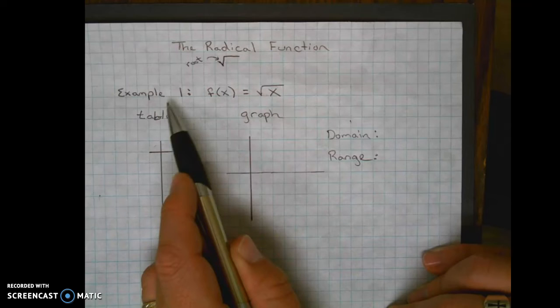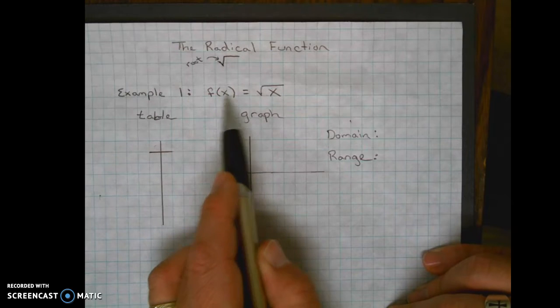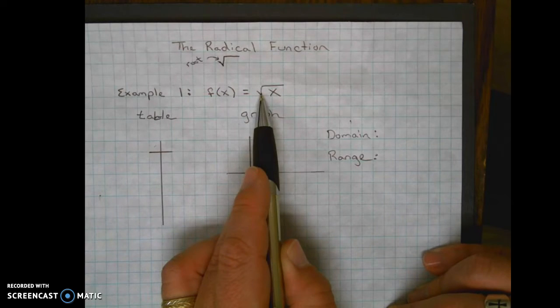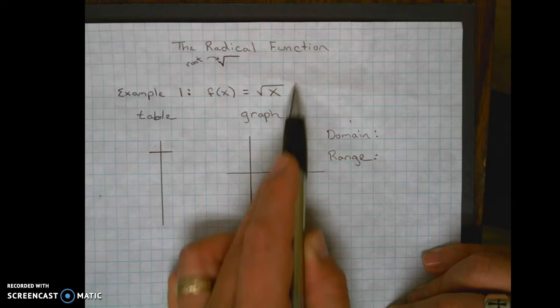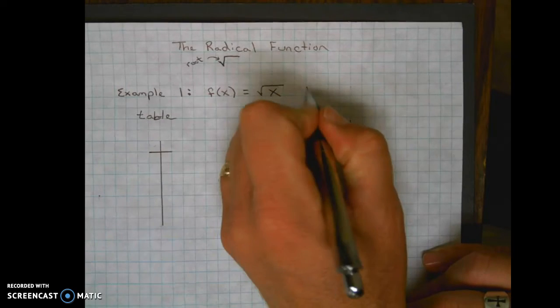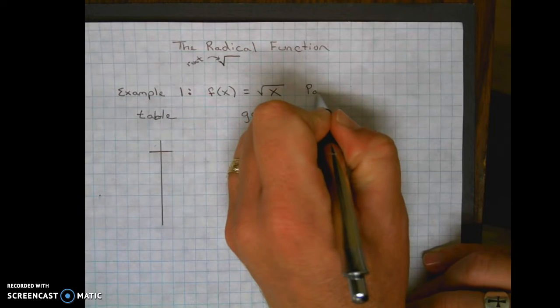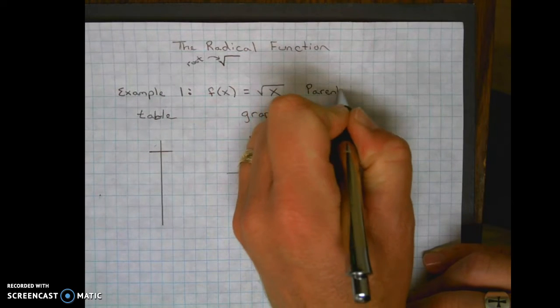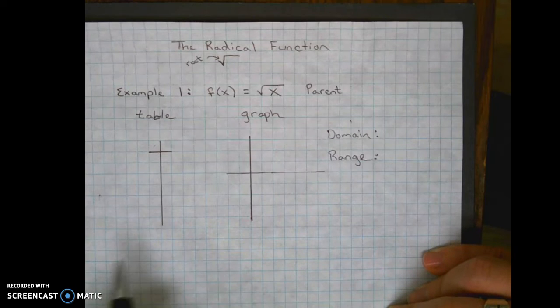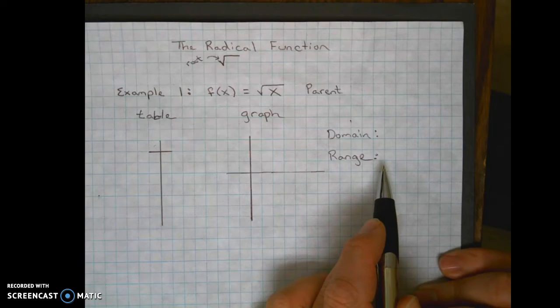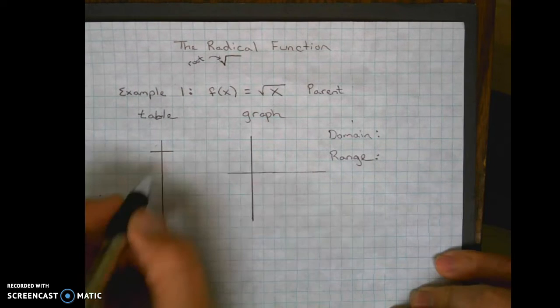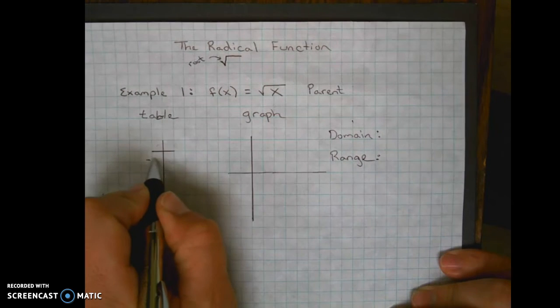So let's take a look at this example. f of x is equal to the square root of x. So this is the parent for the square root function. So let's quickly take a look at the table and the graph and the domain and the range. So for the table, of course, we're going to pick some negative numbers.